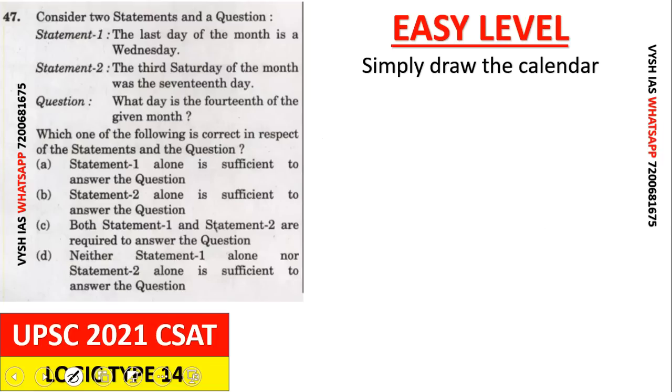Last question. Okay, calendar. Again, the last day of the month is a Wednesday. Okay, let it be, but we don't know. If it's February, it will be 28th. If it's January, it will be 31. If it's April, it will be 30. We can't tell anything with this statement.